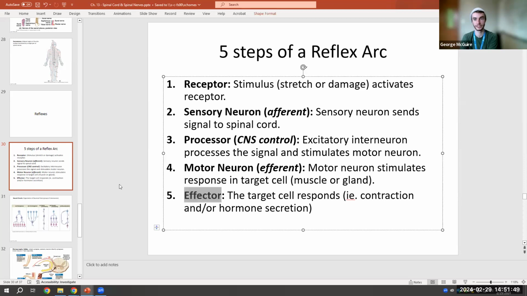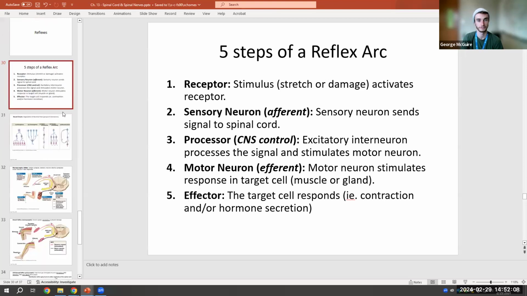Our effector is that target cell, what is carrying out the response. For most of our examples here, this is going to be contraction of a muscle, so the effector is the muscle that is contracting. But we do have the same reflex kind of thing going on with hormone secretion and glands responding to those signals.